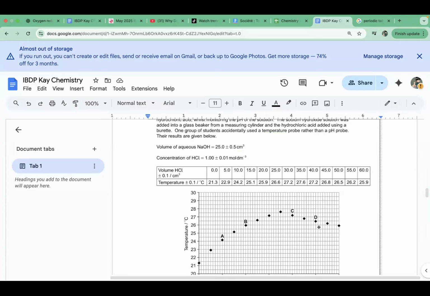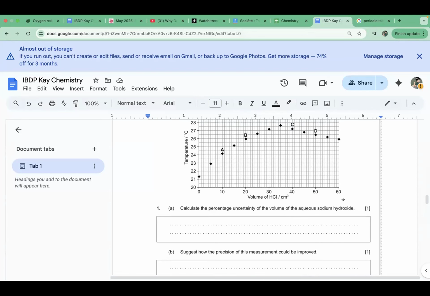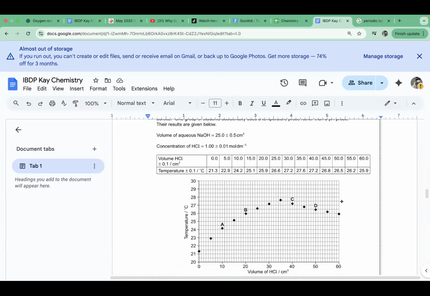Can you tell me what is written over here? The volume of the HCl is written over here. Can you go up a little bit? Thank you. Now over here, the graph is given. So what we do is extrapolate this graph. Exactly the neutralization happened at this point. So 1, 2, 3, 4, 5, 6, 7, 8, 10. This is 35. So 35 centimeter cube of the HCl was used.